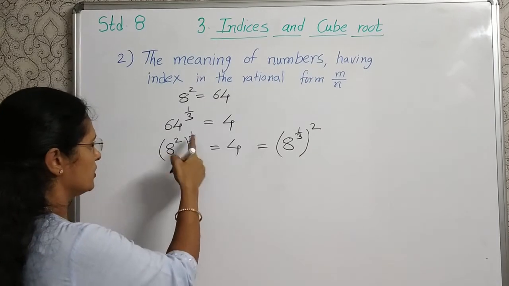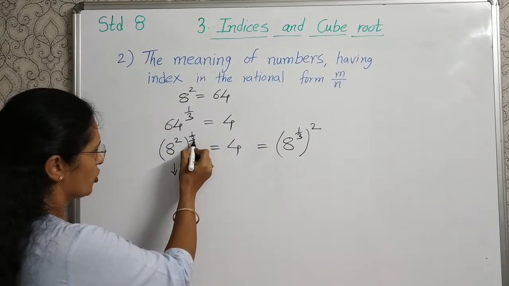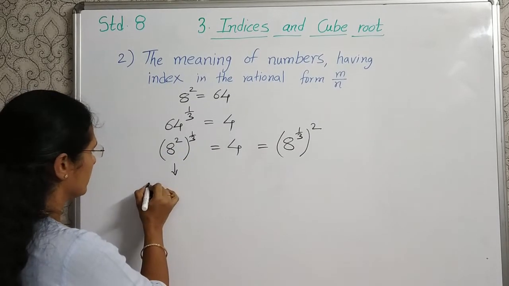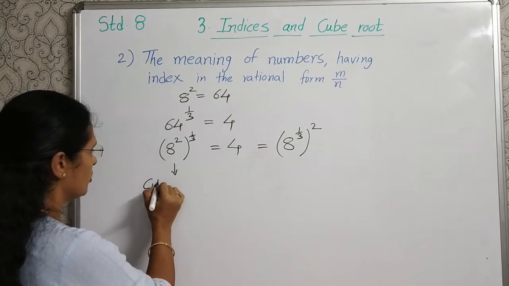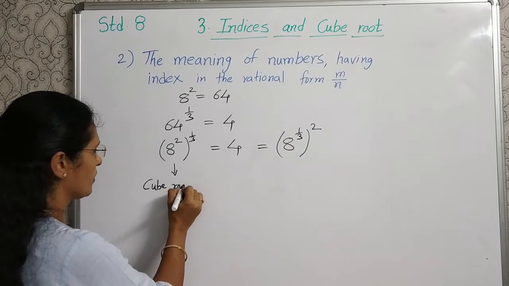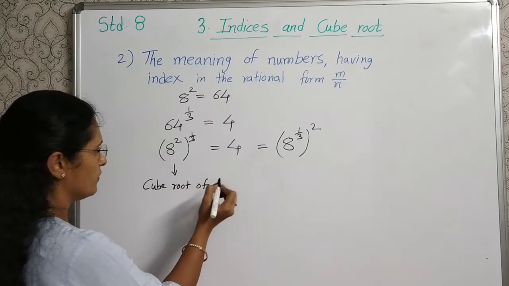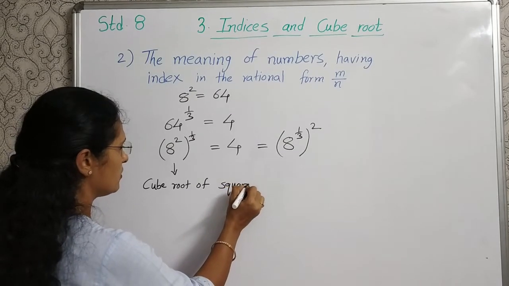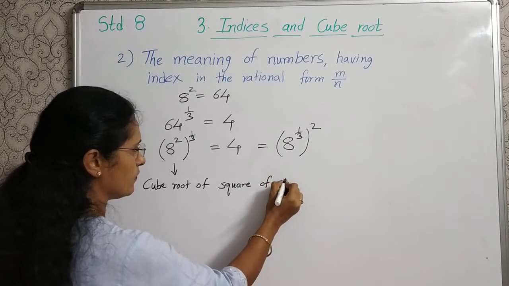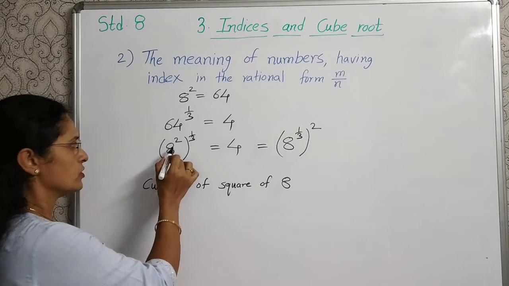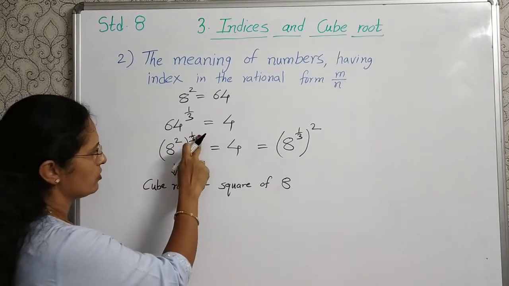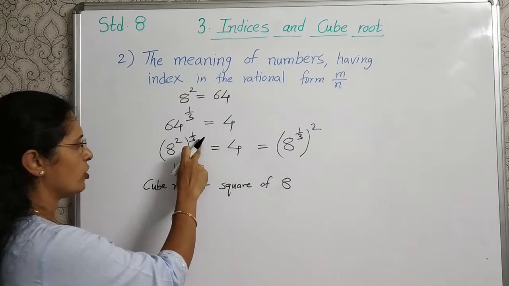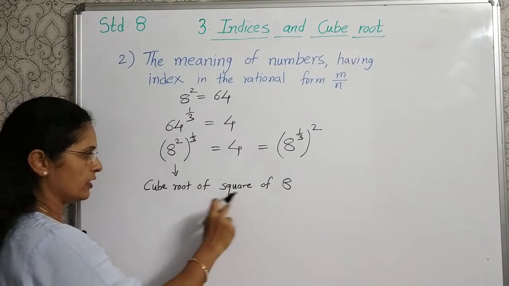So for this we read cube root of square of 8. This is read as cube root of square of 8. First we start from the outermost index. So this is cube root of square of 8.